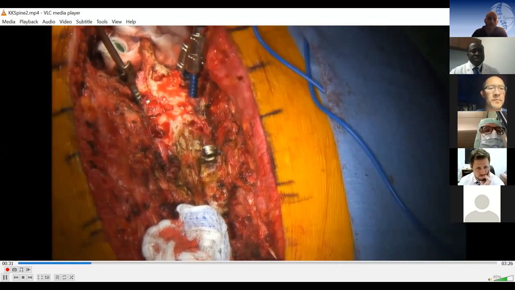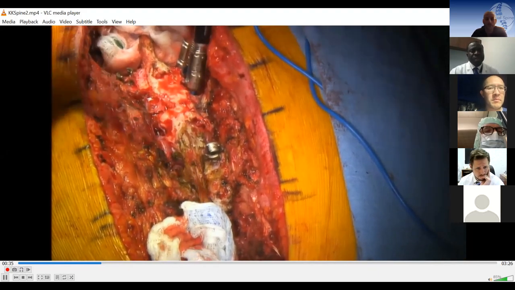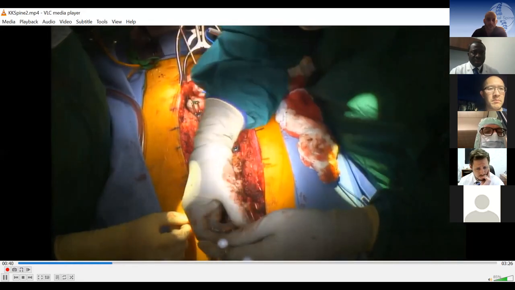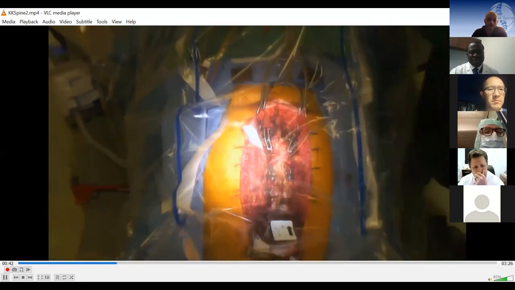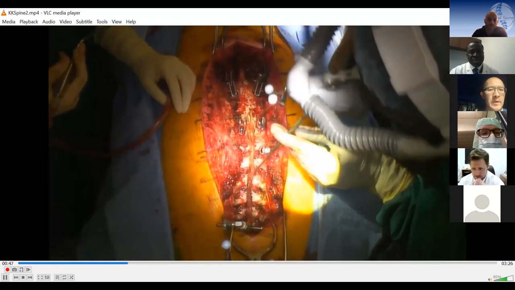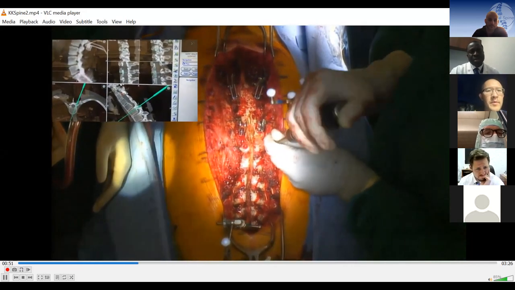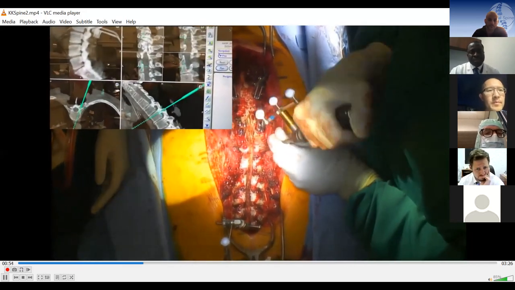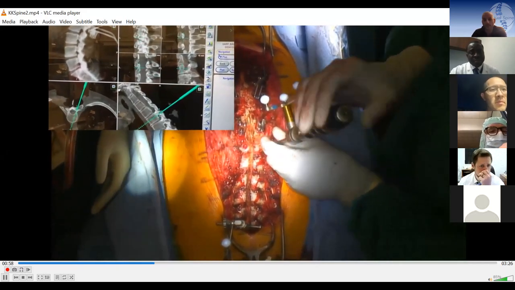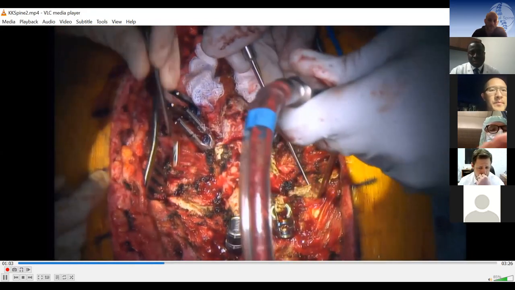All right, so this is a similar case of a patient that needed a VCR revision. Screws have been removed, new screws have been replaced. For the first 3 or 4 years of my practice, I didn't use navigation, but now I use nav almost exclusively for all of my cases. Intraoperative CT confirmation is a must for me. The nav is super, super helpful for me, especially in treating these patients.